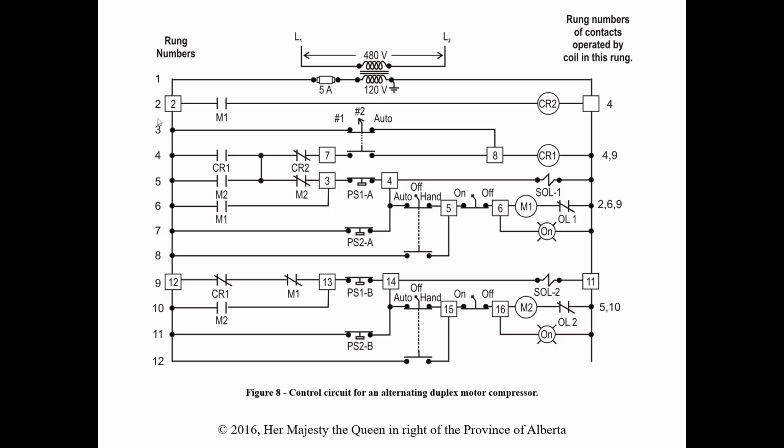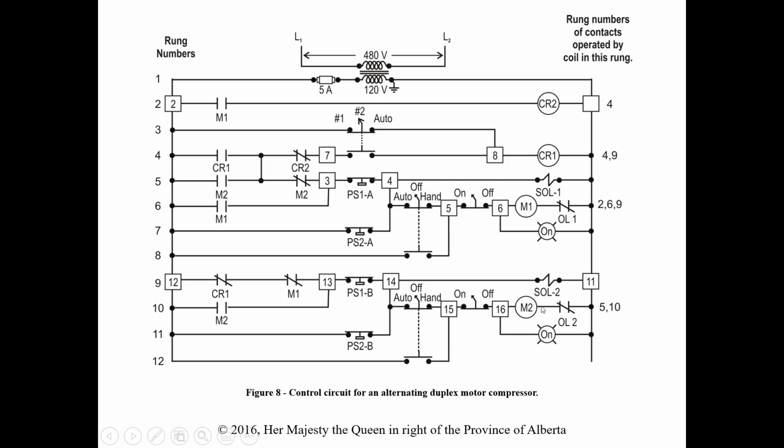Numbers on the right-hand side indicate the rung number location of the contacts of a relay or contactor coil located in the rung to the left of the numbers. For example, relay CR1 in rung 4 has contacts located in 4 and 9. So here's CR1, and it's got contacts in 4 and 9. Here's a contact here in 4, and if we go down to 9, there it is right there. So these numbers are going to tell us where the contacts are associated with these relays or coils.